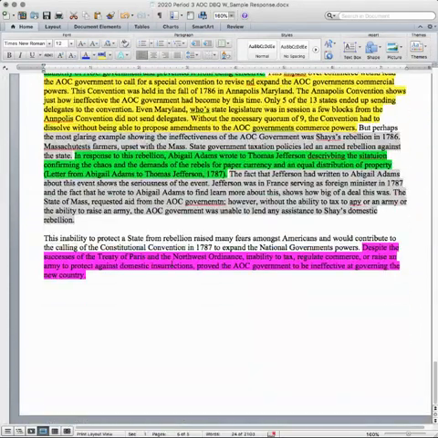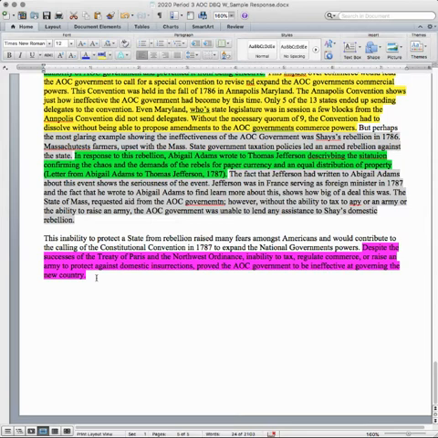I did that towards the end. So I just really reworded it here. So I said here, despite the success of the Treaty of Paris and the Northwest Ordinance, so again, I'm talking about what happened before, inability to tax, regulate commerce, or raise an army to protect against domestic insurrections, proved the AOC government to be ineffective at governing the new country.